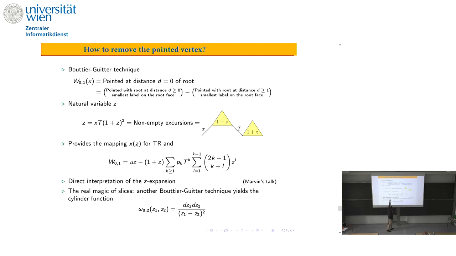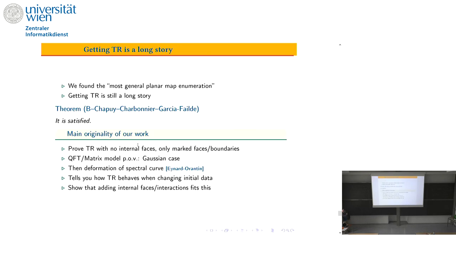Okay. So basically, W01 is given by that expression here in terms of Z. And when I saw the talk by Marvin, I was thinking, oh, this is really looking like what he was talking about, because that's an expansion in Z, with a clear combinatorial interpretation. The real magic of slices, I don't have time to tell you about, but the real magic is when you look at the cylinder function and you get the famous results that you want through a lot of non-trivial steps, but you get them.